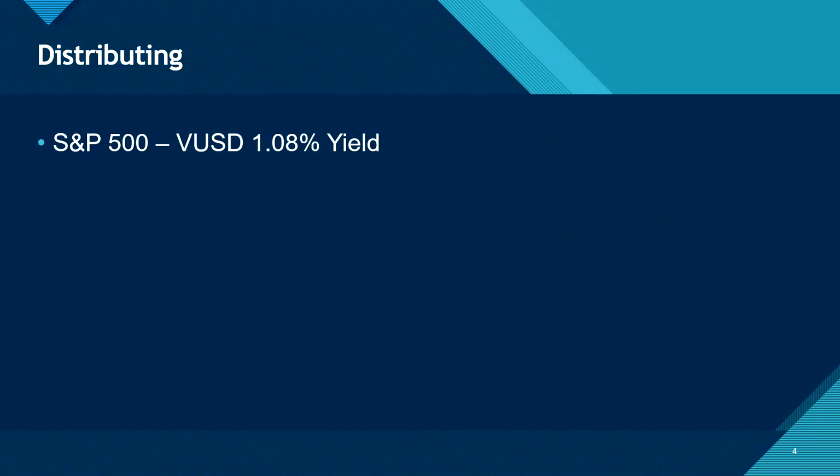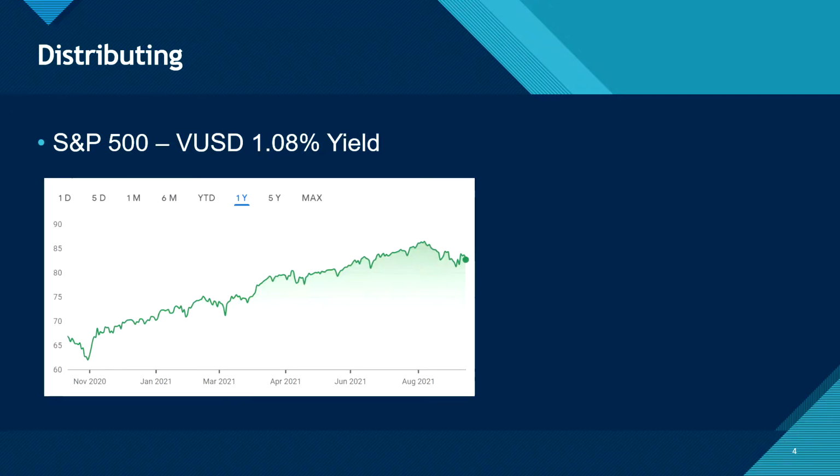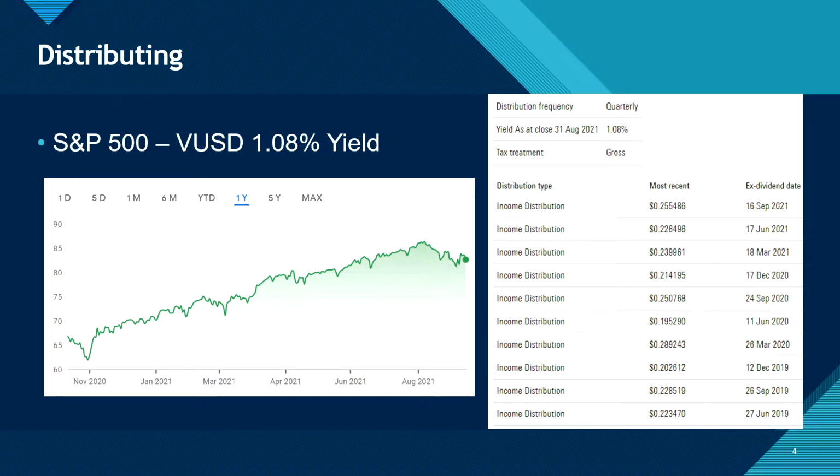Let's look at a Vanguard S&P 500 ETF, VUSD. Over the past year, it has increased 29.6%. This is not including dividends. Its share price is up 101% in the past 5 years and has paid out $4.58 per share over the past 5 years, adding roughly another 11% to the total return.